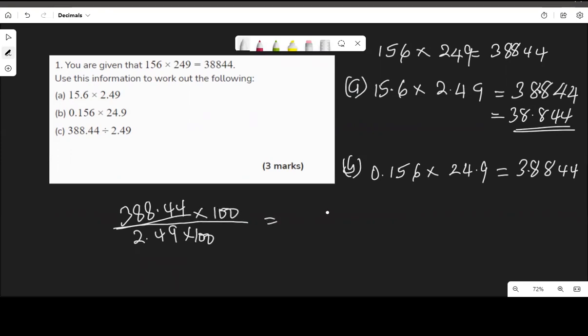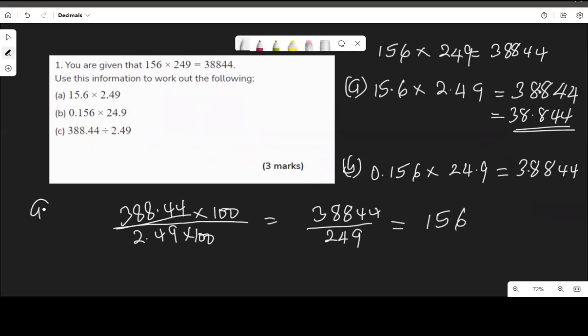By the time I multiply both numerator and denominator by 100, it becomes 38844 over 249. Of course, if 156 multiplied by 249 is 38844, then 38844 divided by 249 should be equal to 156. So without a calculator, we have solved this problem, 156.